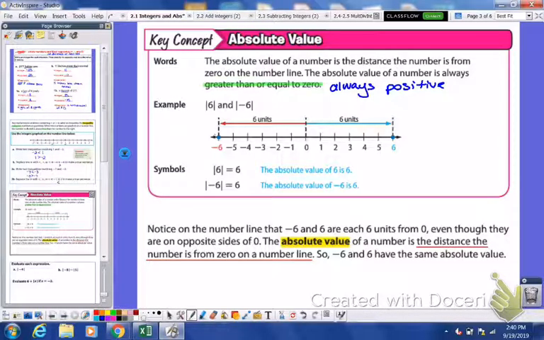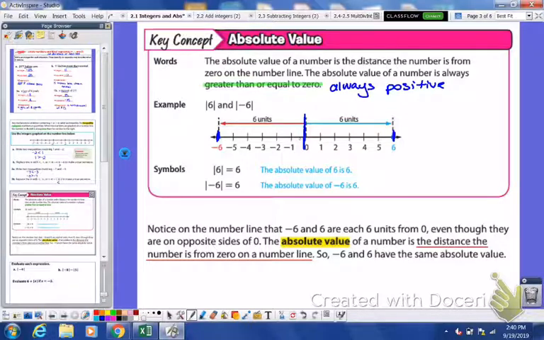So when we look at this example, the absolute value of 6 and the absolute value of -6. On our number line, we see that -6 is right here, positive 6 is on the right, and we're counting to our 0. So 6 is 1, 2, 3, 4, 5, 6 units away from 0. -6 is also 1, 2, 3, 4, 5, 6 units away from 0. So the absolute value of 6 and the absolute value of -6 are both positive 6 because they are both 6 units from 0. Again, distance cannot be negative.